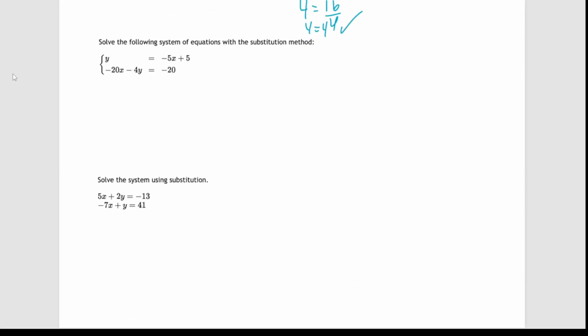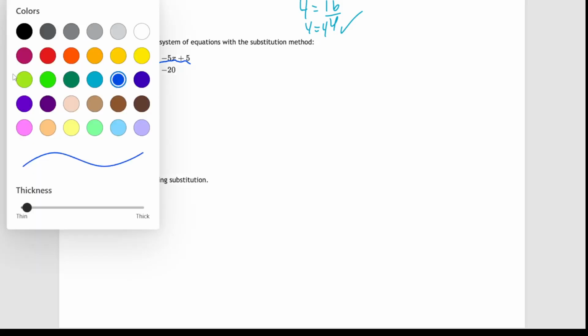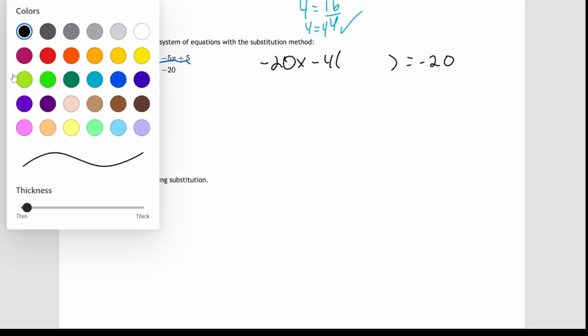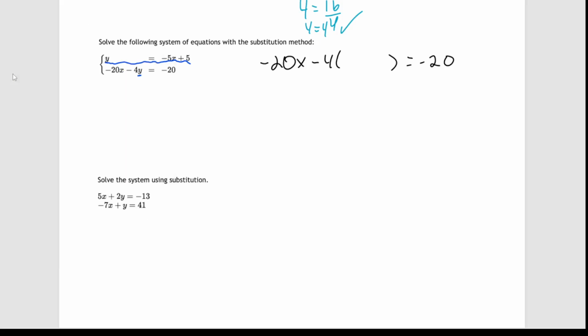Let's go ahead and try this next one, which is where we are actually finding the solution. So if we're going to find the solution, we're going to utilize the fact they already gave us y being isolated in the first line to substitute for y in the second line. So we have negative 20x minus 4y is equal to negative 20, but rather than writing 4y, we're going to write what y is equal to, which is negative 5x plus 5. We've substituted the first equation into the second.